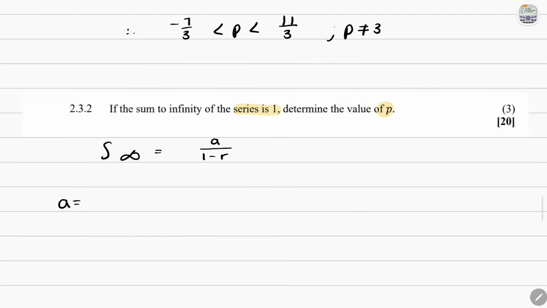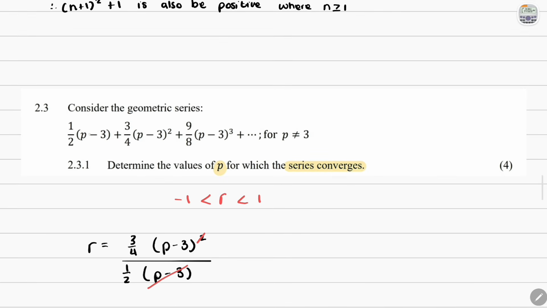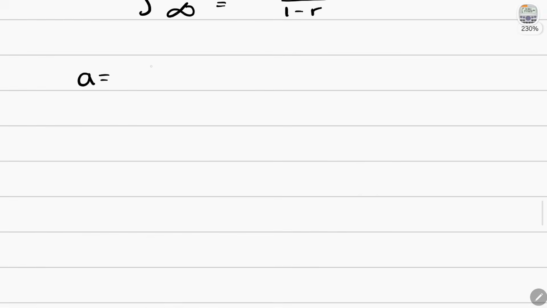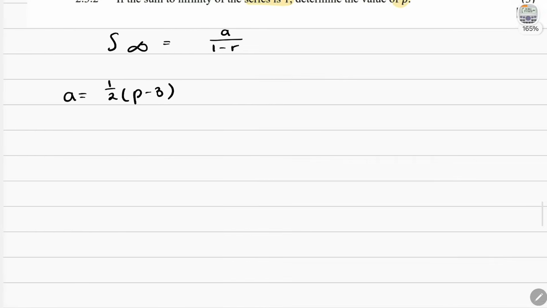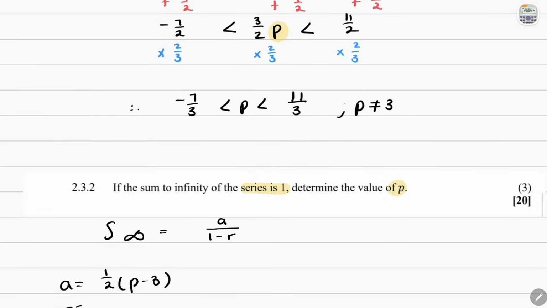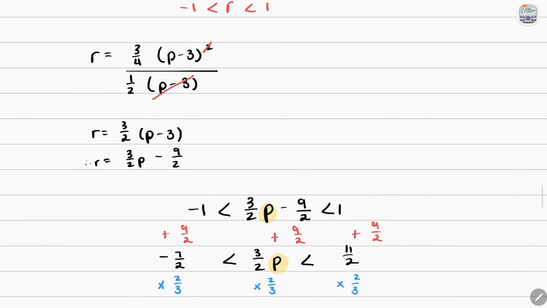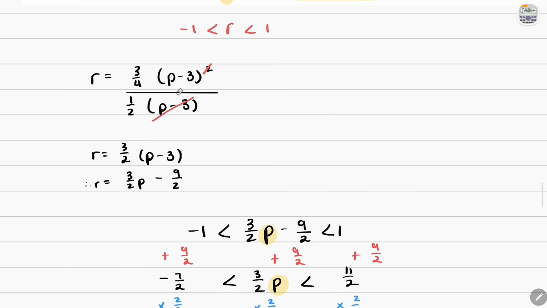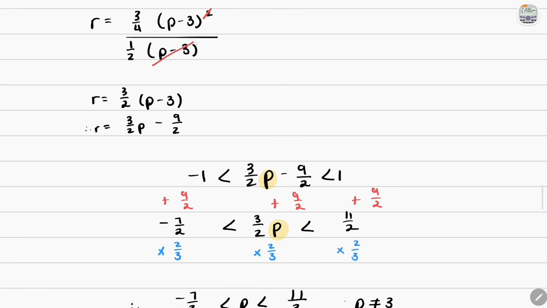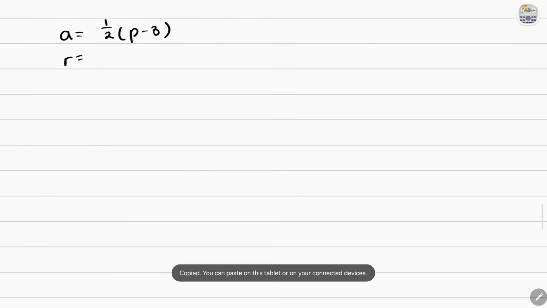So what is a? a is the first term in our pattern, which is 1 over 2 times (p minus 3). So we'll write 1 over 2 times (p minus 3). And then r was that constant ratio. You see how we divided term 2 by term 1, right? So that is our ratio, and we'll just take it like that, and we'll substitute them.